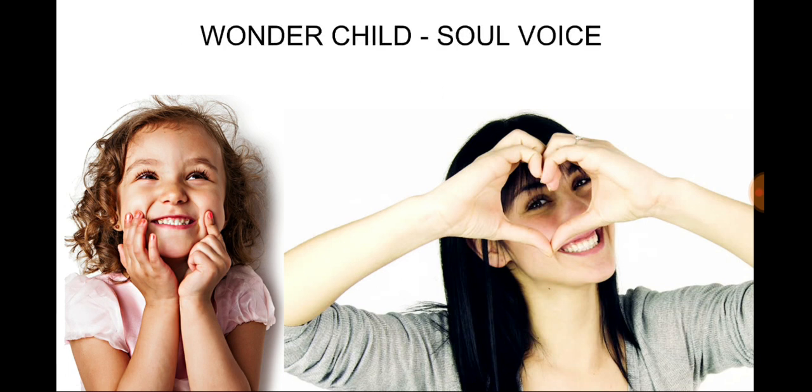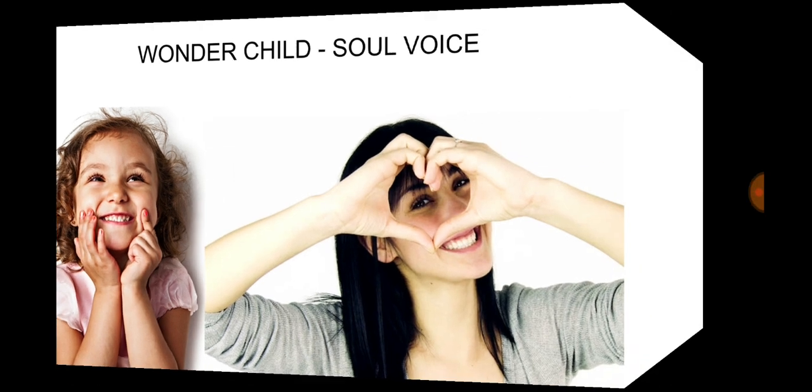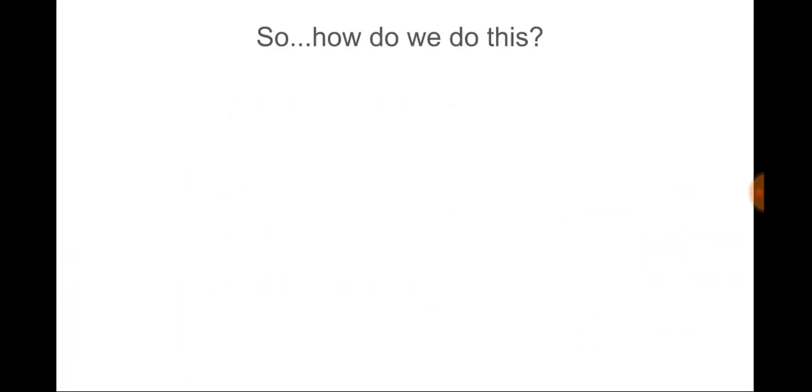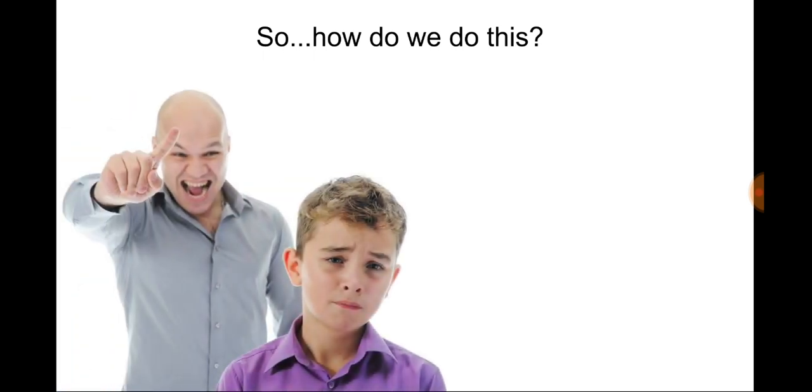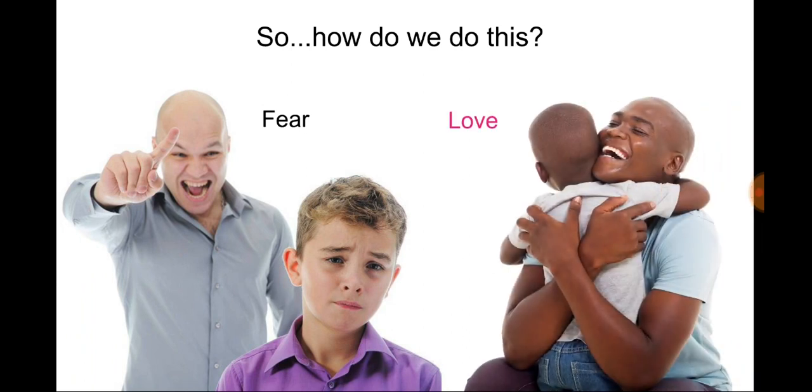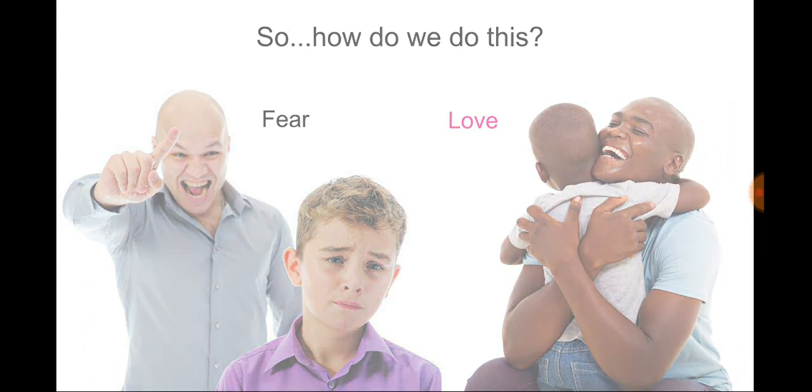So our wonder child is this little person on the left, and our soul voice is the person on the right. And this is how we cultivate that direct connection with fear and with love within ourselves. We hold both entities. And so how do we do this? How do we cultivate this? How do we go from fear to this loving connection with ourselves?